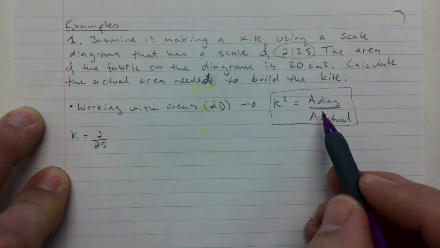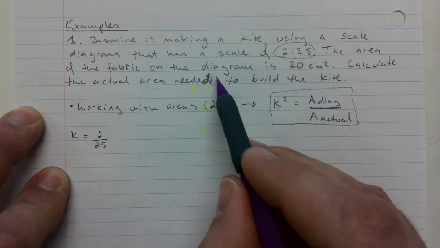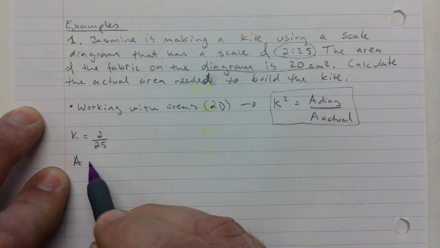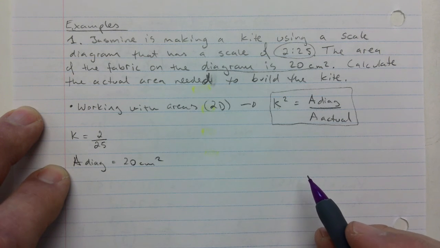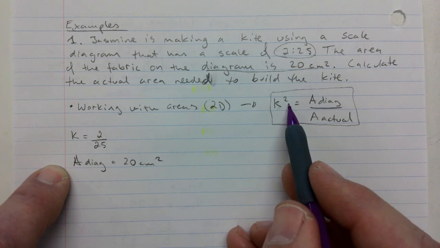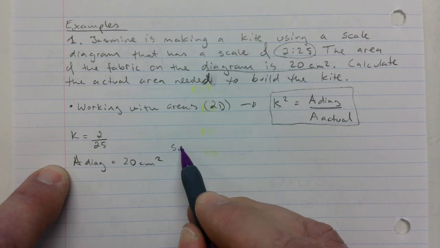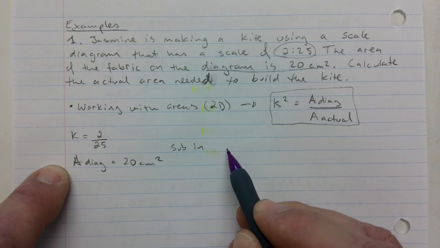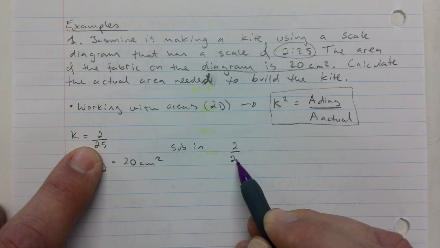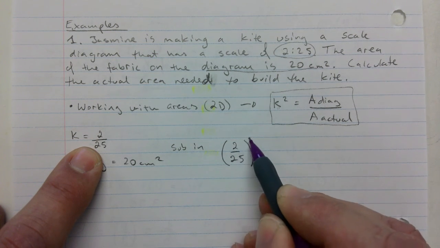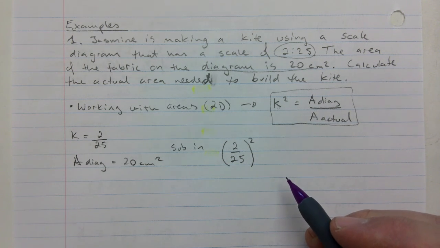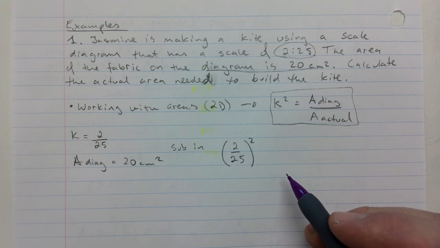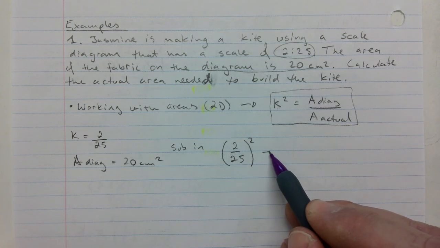And out of the 2 areas, they give you the area of the diagram. Area of diagram is 20 centimeters squared. So we can go ahead and substitute that in. Okay? Sub in. So we have 2 over 25. We have to square that because that's what it says, right? Because the areas are related by a factor of k squared, not just k like linear dimensions would be.